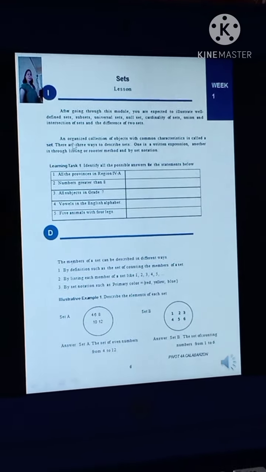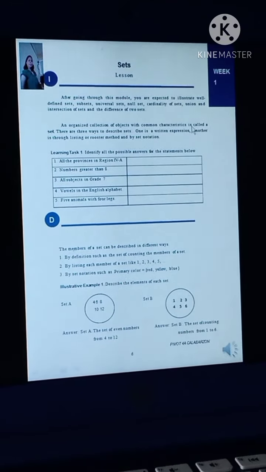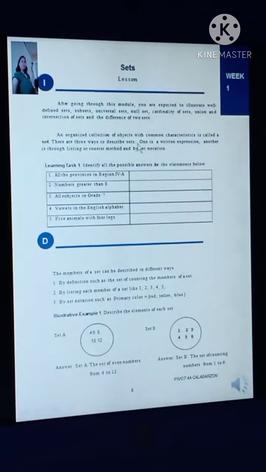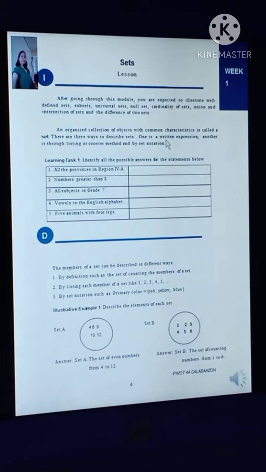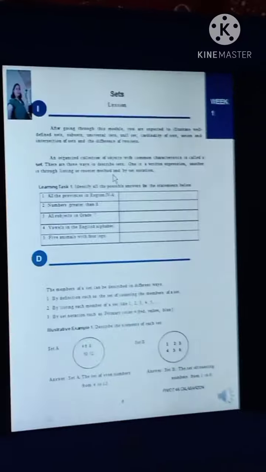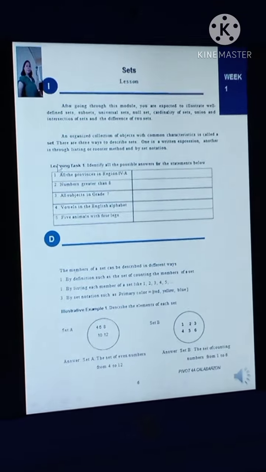An organized collection of objects with a common characteristic is called a set. These are three ways to describe sets. One is a written expression, another is through listing or Roster method, and by set notation. So this is your first learning task.